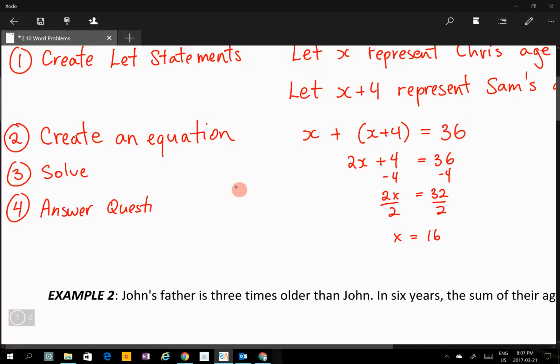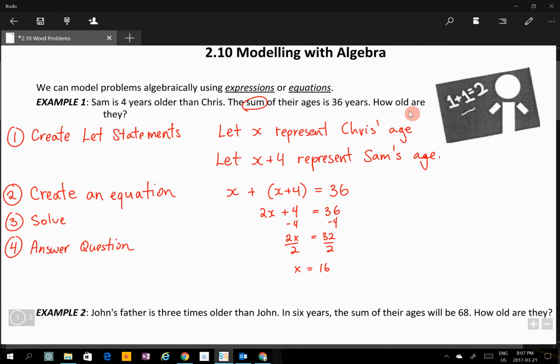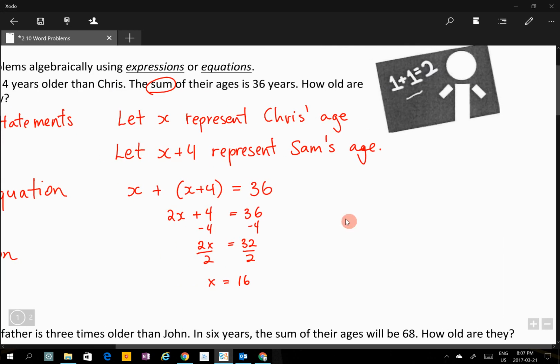So what does the question ask? Well, the question asks, how old are Sam and Chris? Okay, so x is equal to 16. And we already said that x represents Chris's age. So in my concluding statement, I'm going to say, therefore, Chris is 16. And we also need to express Sam's age. So it will be x plus 4. So Sam is 20. 16 plus 4 is 20. And there's your answer.